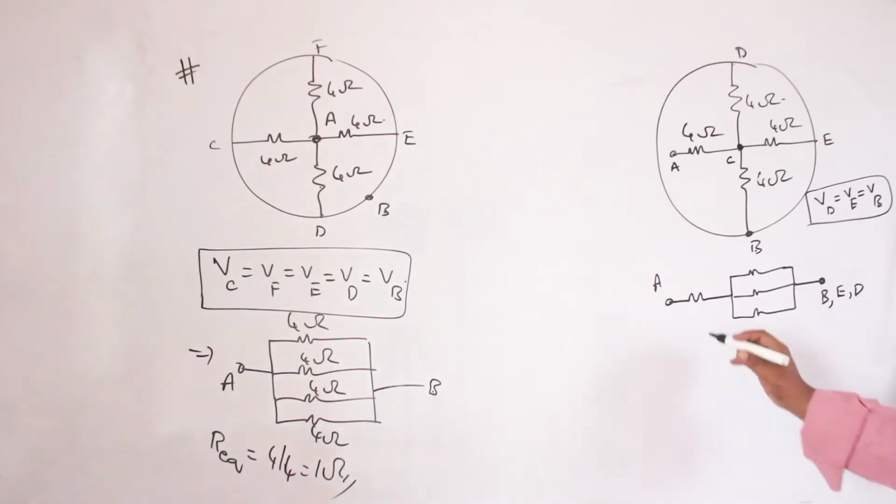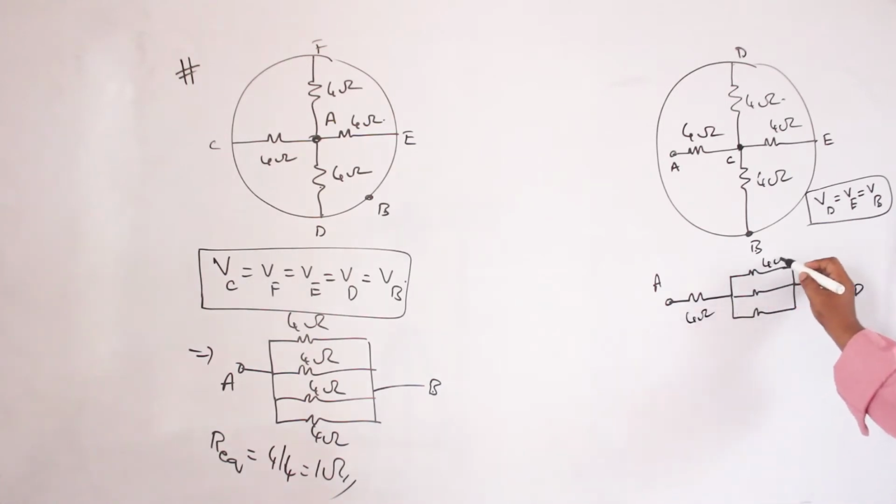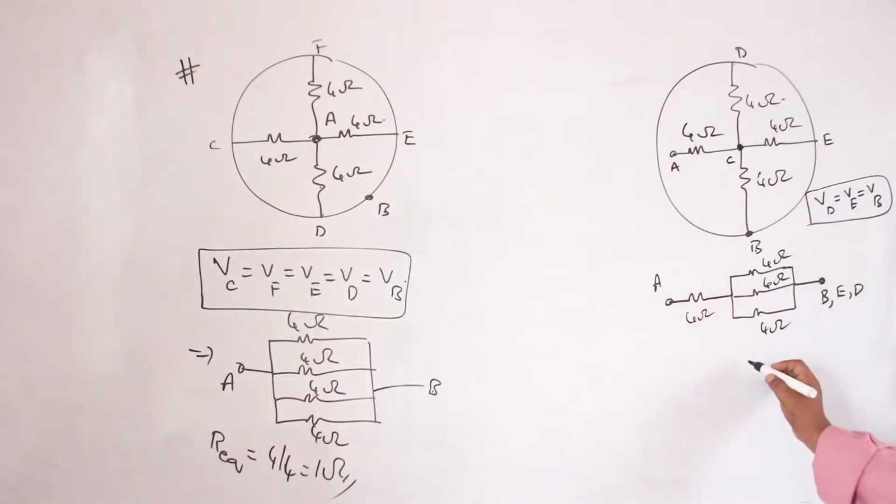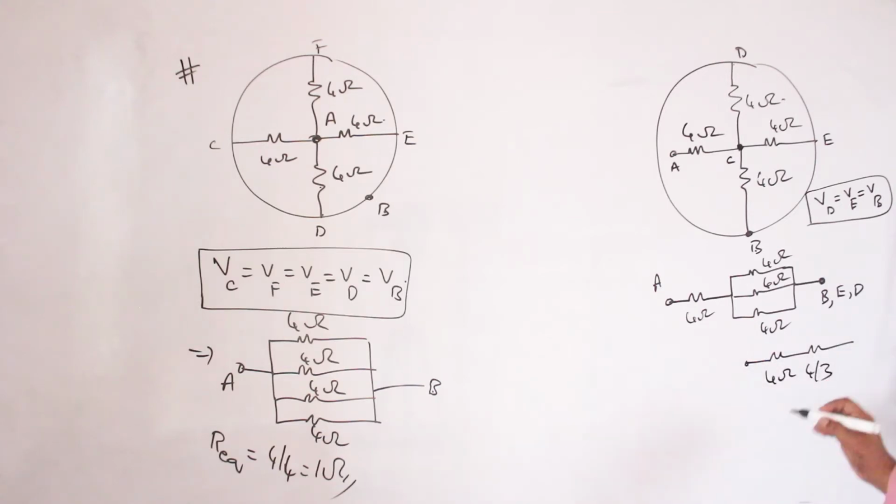That's all. Clear? What is this one? 4 ohms. This is also 4 ohms. This is also 4 ohms. And this is also 4 ohms. Clear? So 3 equal resistors are connected in parallel connection. So for the equivalent, how can I draw? So this is 4 ohms, and this is 4 by 3. Clear? So this is terminal A and this is terminal B.